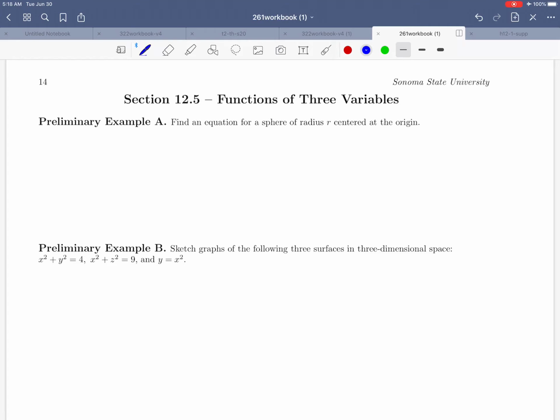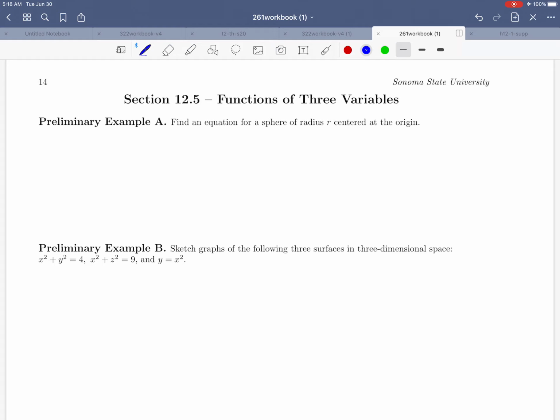Hello everybody and welcome to section 12.5. In this section we're going to be talking about functions of three input variables to kind of complement the discussion that we've been having about functions of two variables.